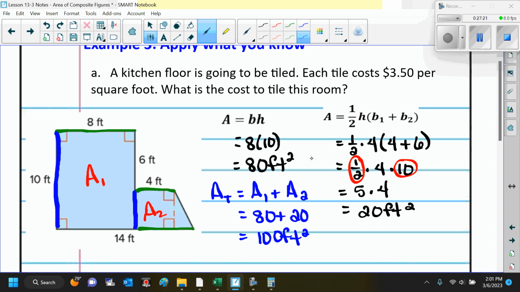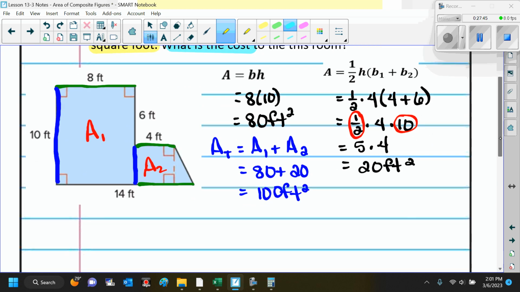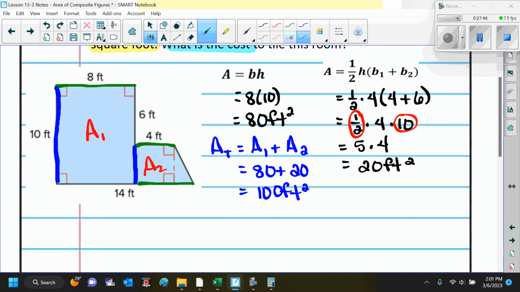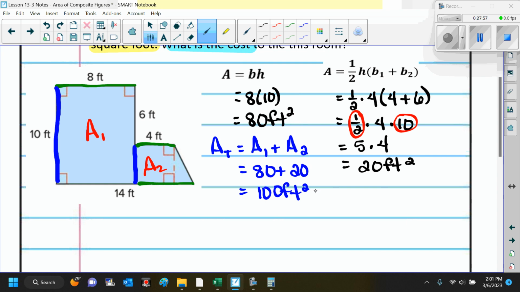No, it's not, because it says each tile costs $3.50 per square foot. So we want to know the cost to tile this room. That means we need to multiply 100 times $3.50. So we're going to take, let's use purple, that 100 feet squared, and multiply that times $3.50.